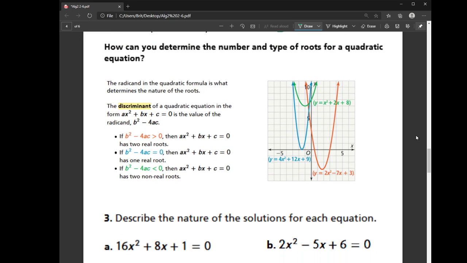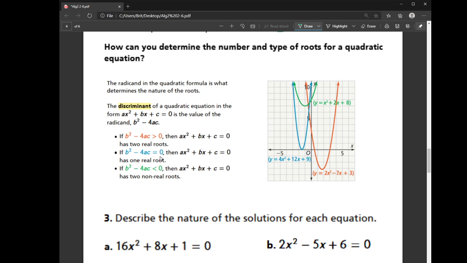In order to do that, we need to look at what's called the discriminant. That's the part of the quadratic formula that's underneath the radical. With that discriminant, if we plug in our values, remember it has to be from standard form, and you get a positive number, that means you're going to have two real roots. That means the parabola, like this red parabola, is going to cross the x-axis in two spots.